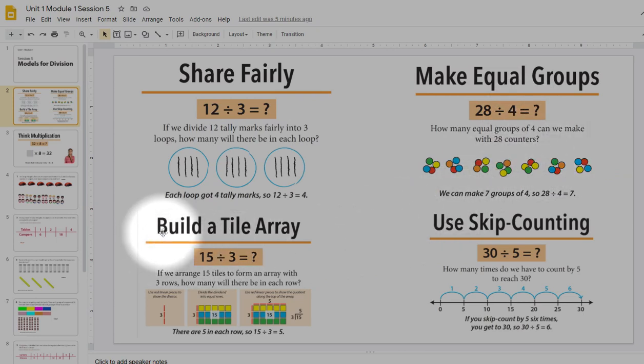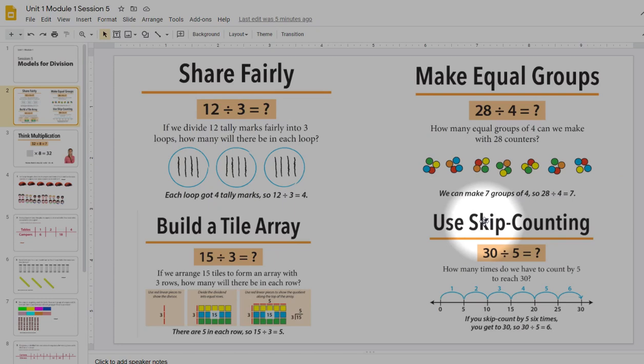We could also build a tile array. So if we had 15 divided by 3 equals, what we know is all the tiles are 15, and we want to put them in 3 equal rows. So you take 15 tiles out, you make 3 rows to start, and just start filling them in to get your answer, and then you know it'd be 5.